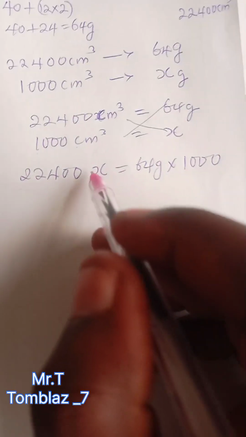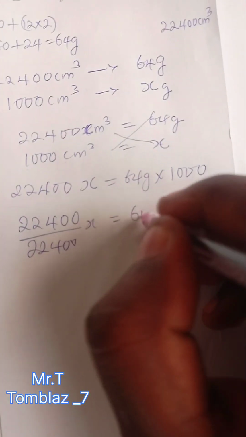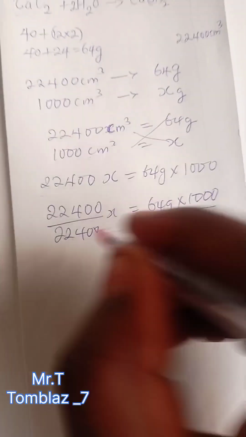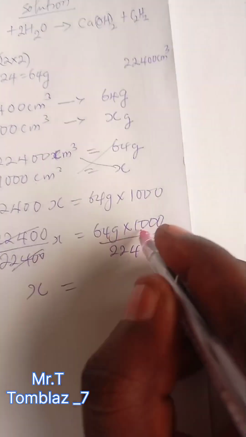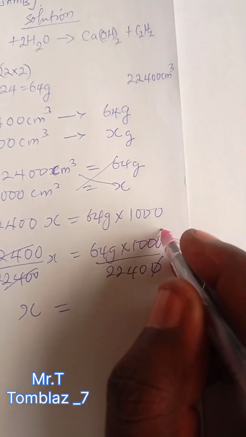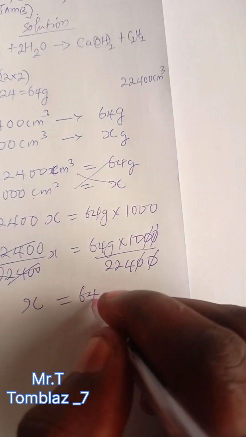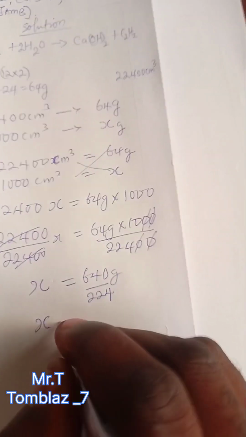Okay, so what will happen after this? We will be having only X left if we divide both sides of the equation by 22400, right? So we divide both sides by 22400. So I have 64 grams times 1000 divided by 22400. So this will cancel this now. Our X will be equal to what? Let's cancel, say this will cancel this, right? And then this times this will give you 640 grams divided by 224.